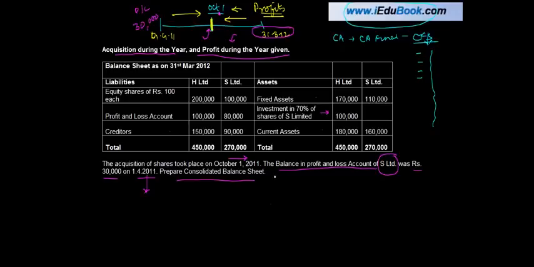Nine out of ten times, the key to solving these questions is the preparation of the analysis of profit. Now, the bifurcation has to be between pre and post. I know the profit on one date which is pre, and one date which is post, but I don't know the profits on the date of acquisition. So how do I calculate it is the main thing which we'll see in this question. So let's move ahead.